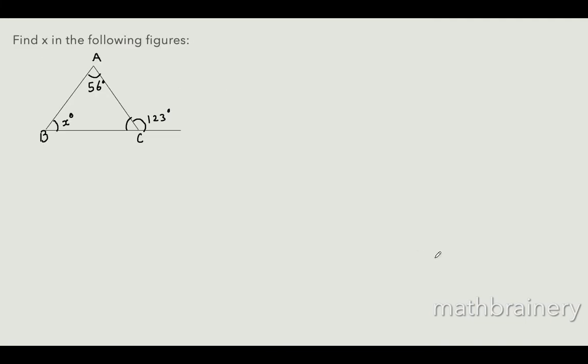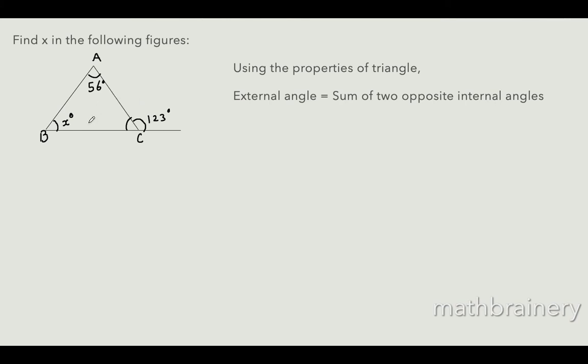Okay. Find x in the following figures. So what are we given? We are given a triangle with 2 interior angles and 1 exterior angle. Now to find x, we use the properties of a triangle. According to a property of a triangle, one exterior angle is equal to the sum of the 2 opposite interior angles. That means this 123 degrees must be equal to the sum of the interior angles opposite to it, that is x degrees and 56 degrees. So 123 degrees must be equal to x degrees plus 56 degrees.